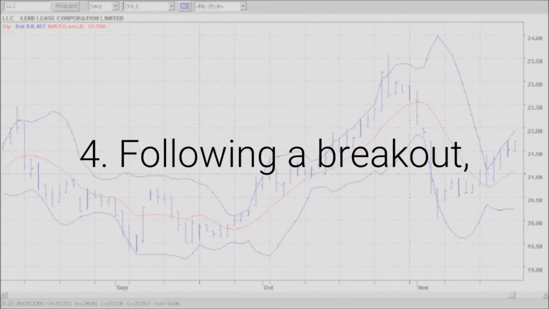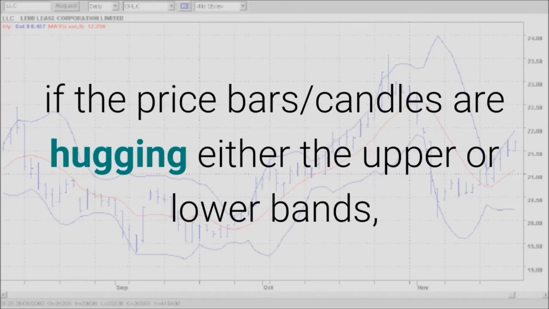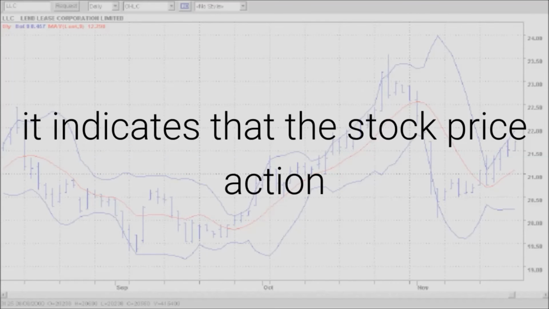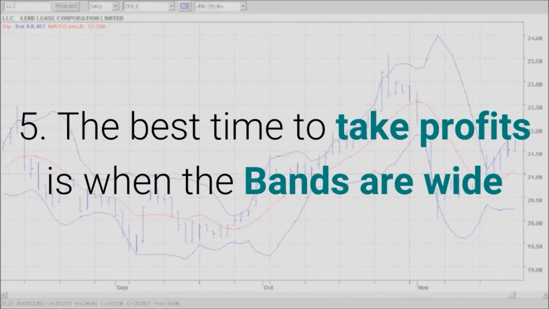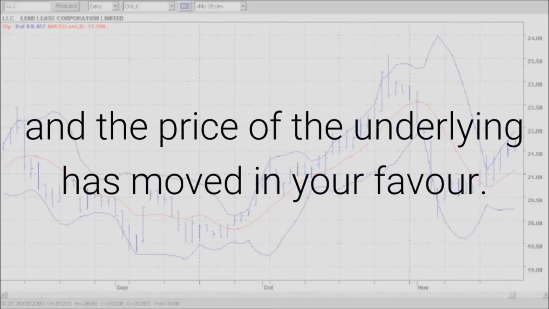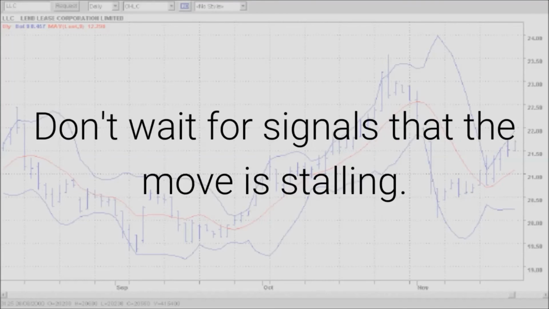Number 4. Following a breakout, if the price bars or candles are hugging either the upper or lower bands, it indicates that the stock price action is moving effortlessly in one direction and likely to continue that way. Number 5. The best time to take profits is when the bands are wide and the price of the underlying has moved in your favour. Don't wait for signals that the move is stalling.